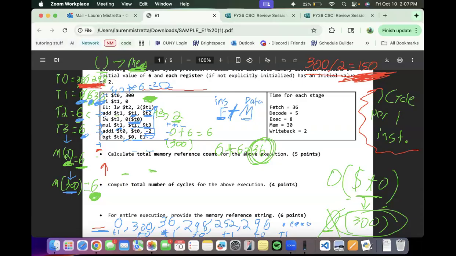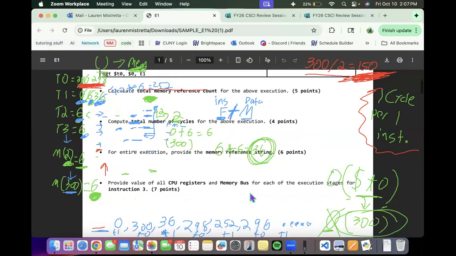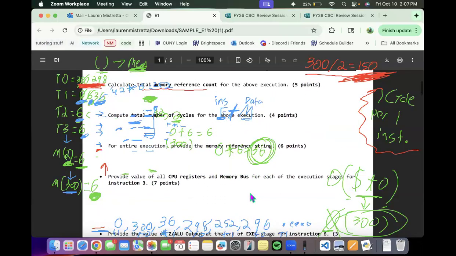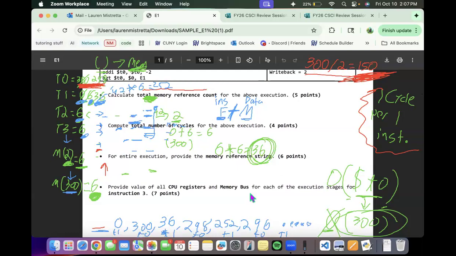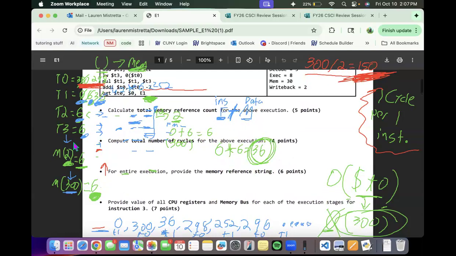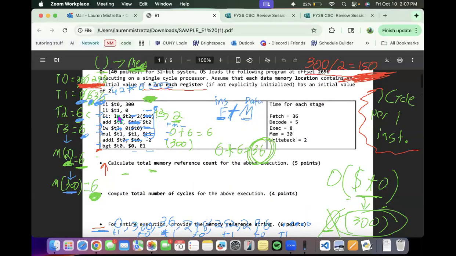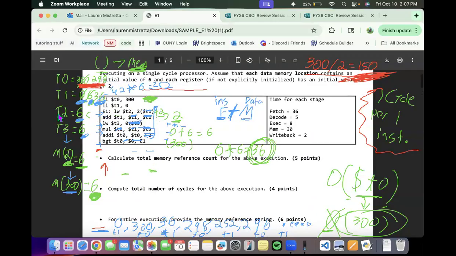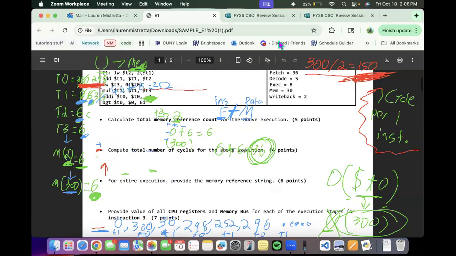Fantastic. All right, so let's take a look at the next question here. Provide value of all CPU registers and memory bus for each of the execution stages for instruction 3. Okay. So instruction 3 is this guy over here, right? The E1. Let me just clear out a little bit of this clutter. Okay, so what we want to say for this one over here.